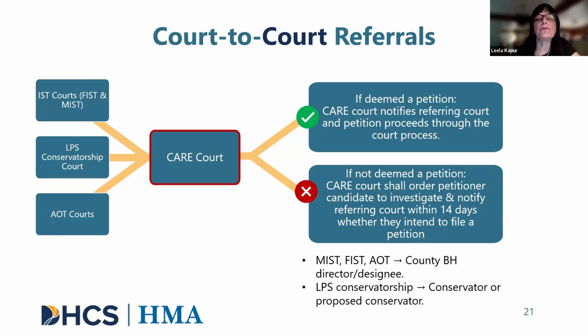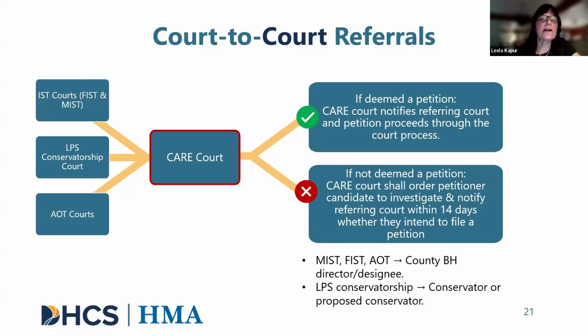So as an example, if a referral is made to the CARE court from an IST court or the AOT court, and the CARE court does not believe the referral is sufficient to be deemed a petition, the CARE court is going to order the county behavioral health director or their designee to investigate the referral and notify the referring court within 14 court days whether they intend to file a petition. If the referral comes out of the LPS conservatorship court, the CARE court is going to order the conservator or the proposed conservator to do that investigation and notify the referring court of whether or not it intends to file a petition. So that is a pathway by which the IST courts, the LPS conservatorship courts, and the AOT courts can make a referral through the CARE court to determine eligibility of somebody for CARE.